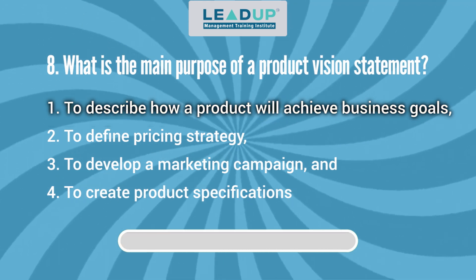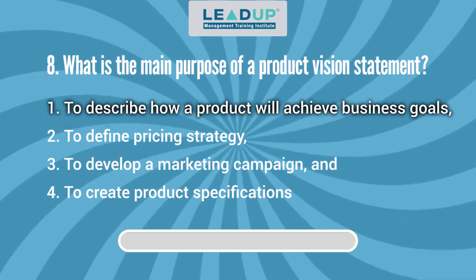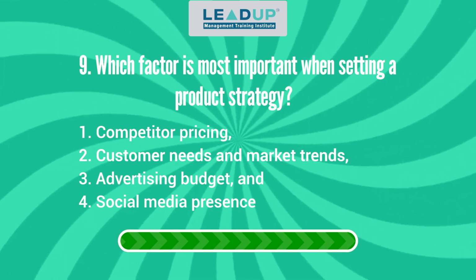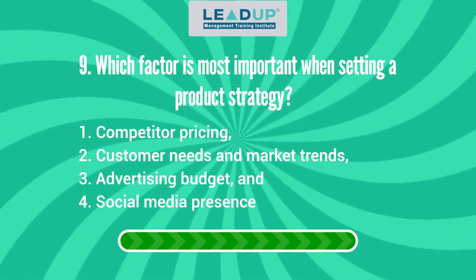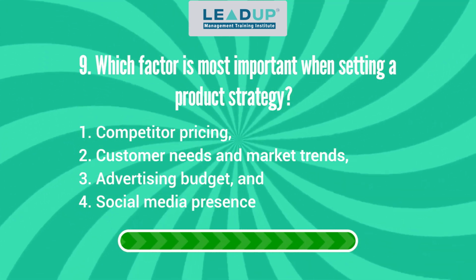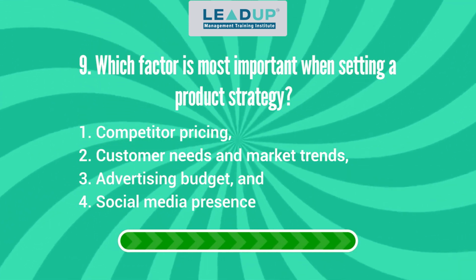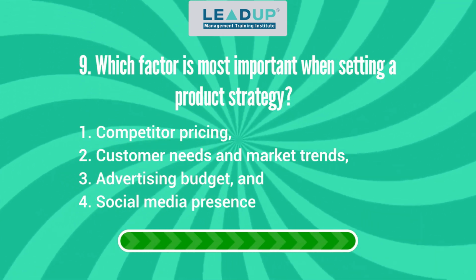Answer: to describe how a product will achieve business goals. 9. Which factor is most important when setting a product strategy? 1. Competitor pricing. 2. Customer needs and market trends. 3. Advertising budget. And 4. Social media presence.